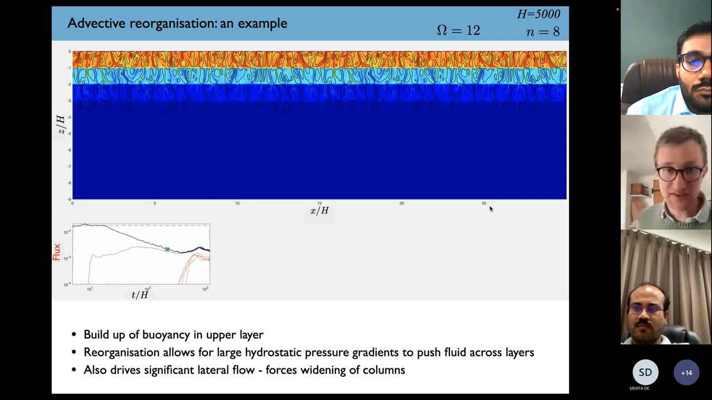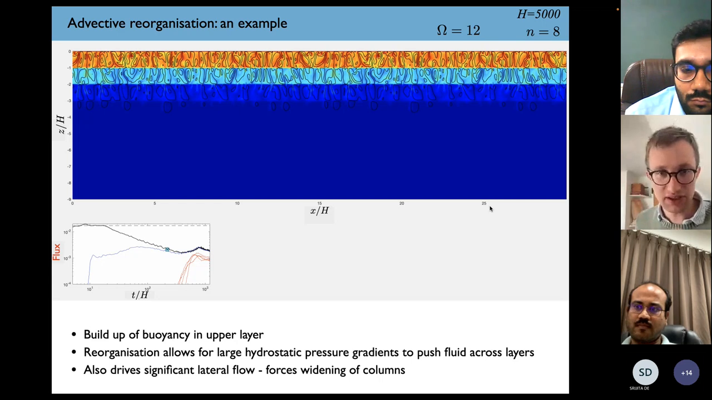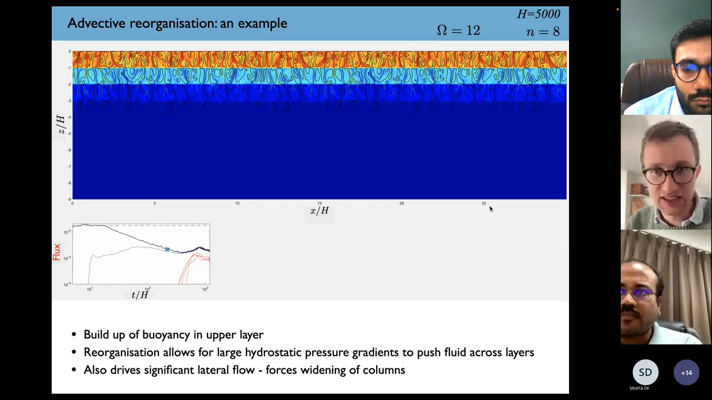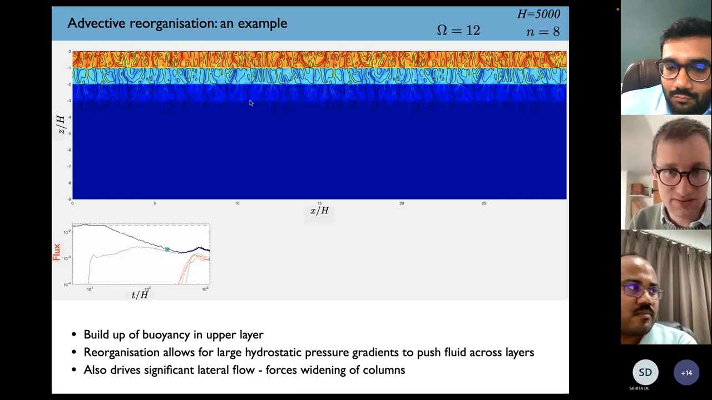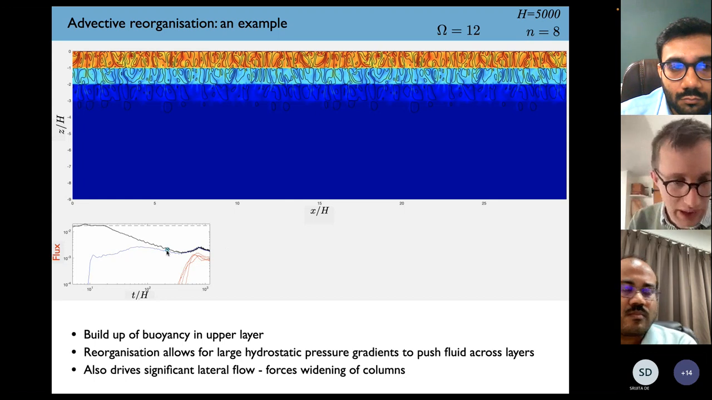It's quite hard to understand exactly what's going on with this advective reorganization. I've got a fairly bad movie here, which I hope gives you some idea of what's going on. It's a very bad frame rate, so it's not a good movie. It wasn't really made for public consumption, but I think it gives you the idea. So the top is snapshots of the concentration. The bottom is a picture of the flux with a little star where we are in time. You can ignore the other lines, just look at the black one.